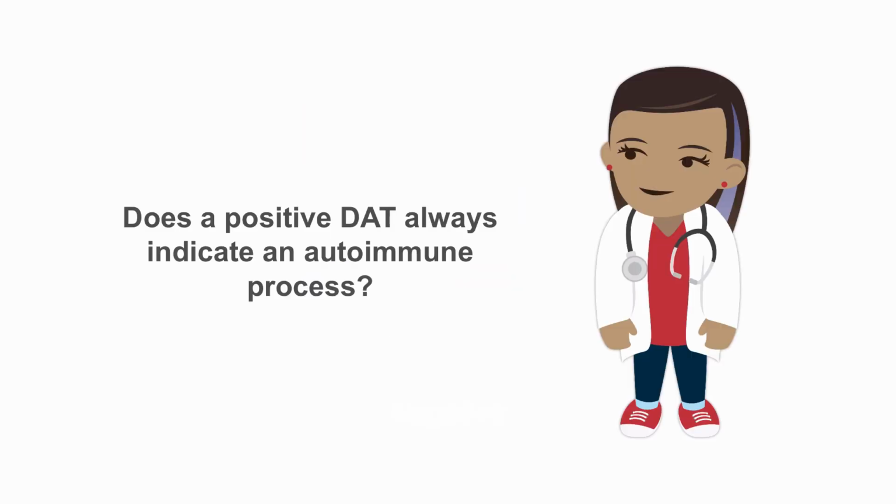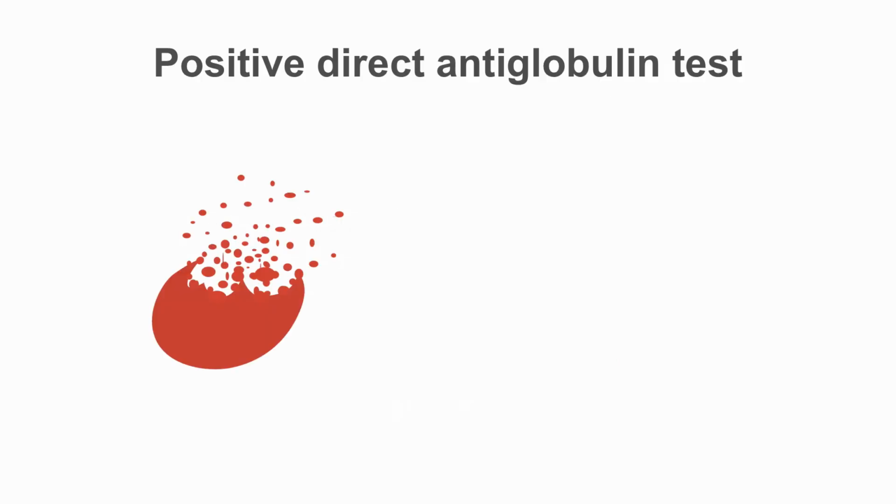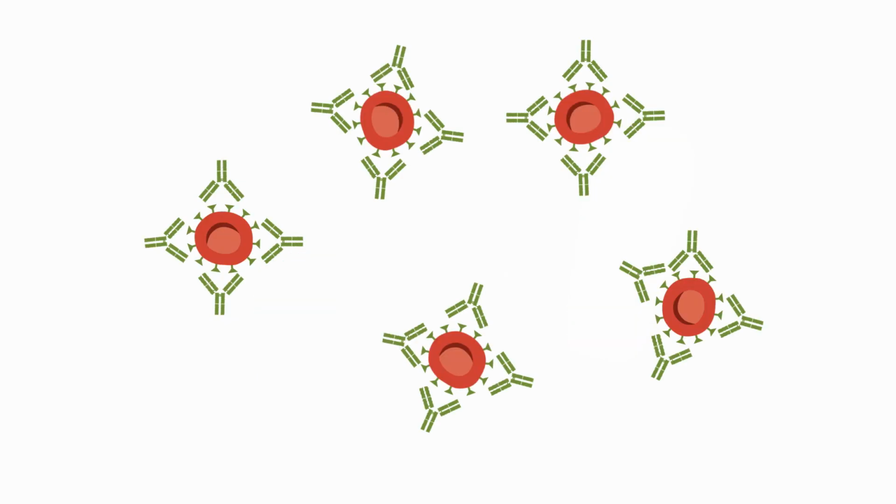So, does a positive DAT always indicate an autoimmune process? The answer is no. A positive DAT will not only indicate autoimmune hemolytic disease, but also recent hemolysis caused by the incompatibility of red blood cell antigens and antibodies. There are two possible reasons for the latter: hemolytic transfusion reaction following incompatible blood transfusion, and hemolytic disease of the newborn. In these two cases, RBCs might be covered with IgG antibodies as well.